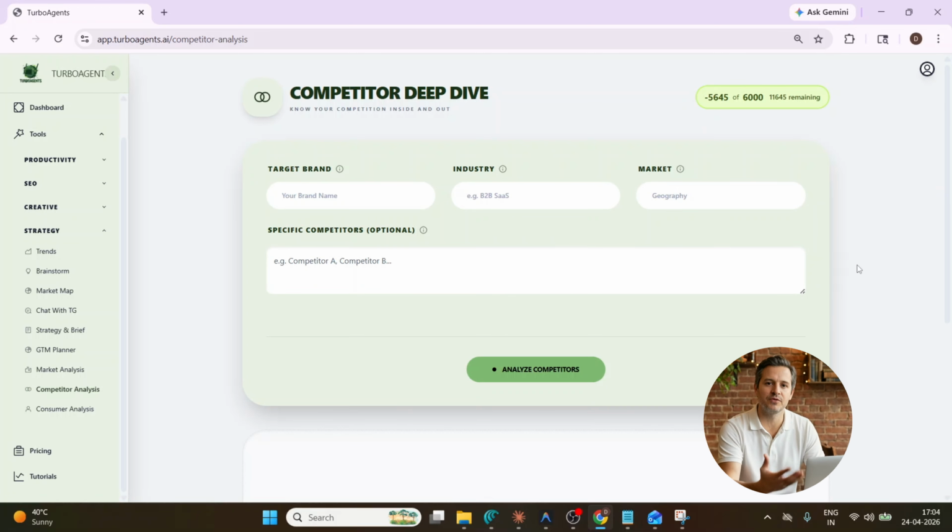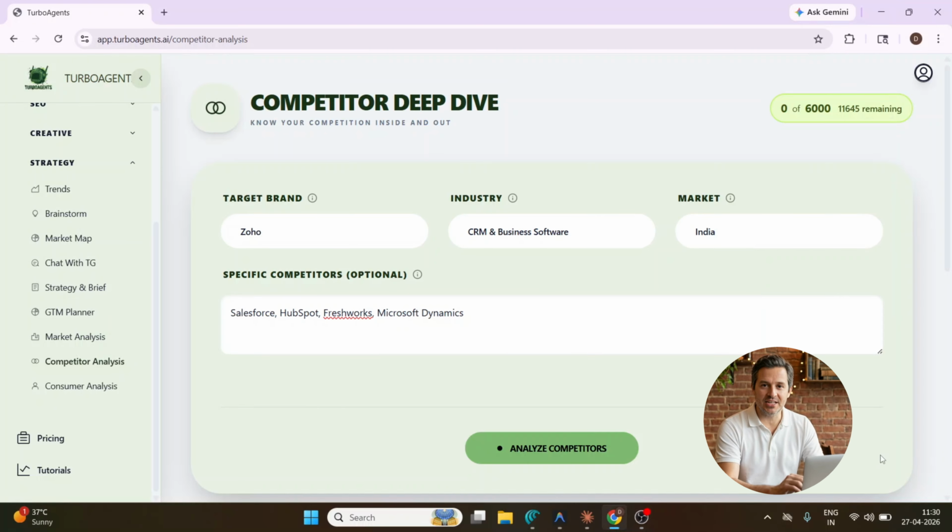The interface is 4 fields. That's the entire input. For this demo, I'm running a real-world scenario. Zoho competing in the CRM and business software market across India, benchmarked against Salesforce, HubSpot, Freshworks, and Microsoft Dynamics.